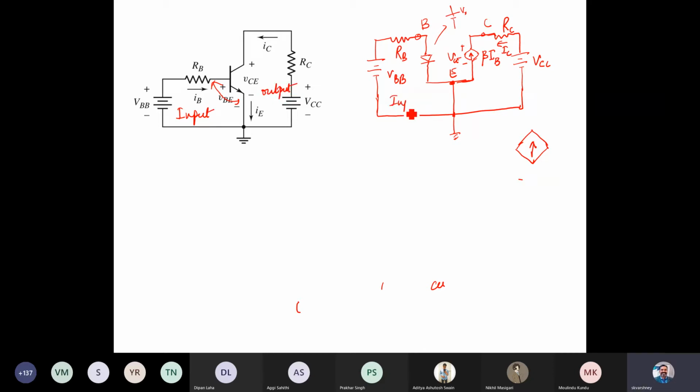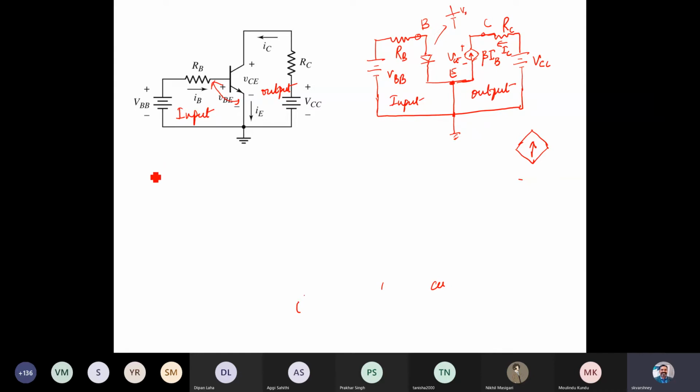So this is your input. Right now you are giving only DC, because there is no AC or transient source present. Let's say a battery. What we are doing is finding out only the DC, so we are doing this DC analysis part.